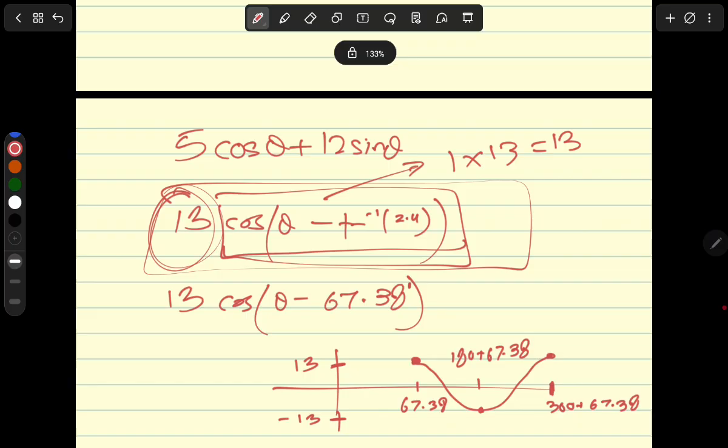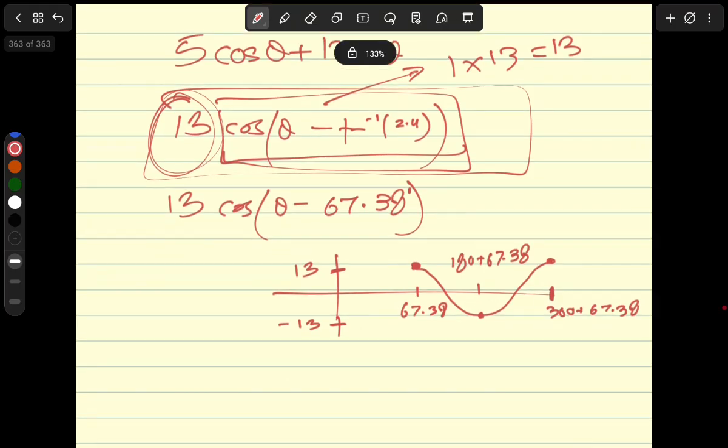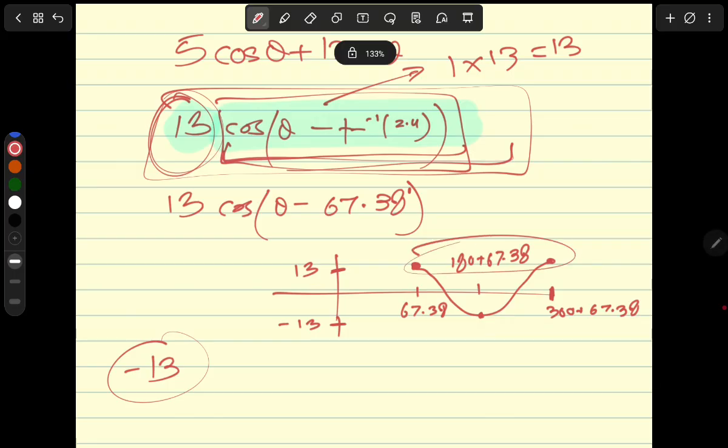Mistake number 2 is that students forget that cosine can be negative. Therefore, minimum is going to be negative R, because this function takes a minimum value at minus 1. So when you multiply minus 1 with 13, you get what? You get a minus 13, right? So the minimum value is at minus R and occurs at whatever value, which I just taught you how to find, right?